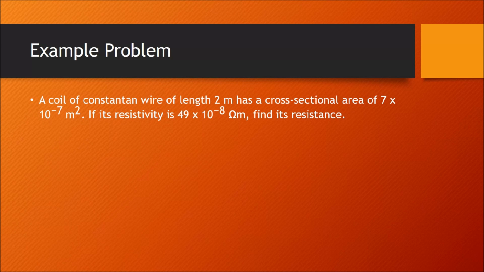So, where do we start? With the equation, of course, R equals rho L on A. The question tells us the resistivity is 49 times 10 to the negative 8, the length is 2 meters, and the cross-sectional area is 7 times 10 to the negative 7 meters squared. So, put that in our equation, and now it's pretty easy. We just shove it all in the calculator, and what should come out is 1.4 ohms.